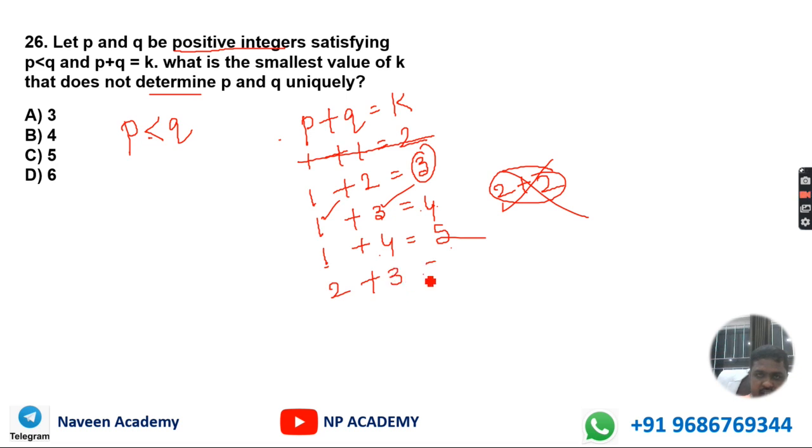Again, 2 plus 3 is also equal to 5. See, for the number 5, we cannot say exactly whether p value is 1 or 2, q value is 4 or 3. Why? Because we are getting 2 values. So the least number does not determine the value of p and q uniquely. That is 5, my dear friends. So option C, 5, is your right answer.